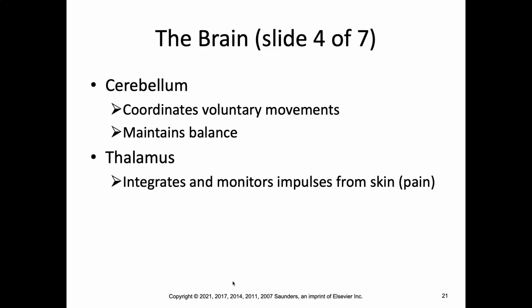It maintains your balance. Sometimes people who get a tumor in their cerebellum, one of the easiest ways to notice that they've got something going on there is their voluntary movements become difficult to control, or they have issues with maintaining balance. Your thalamus integrates and monitors those impulses from your skin, which is pain related. There's a lot of research going on about your thalamus and how to manage that, as we look to move away from opioid pain medicines.